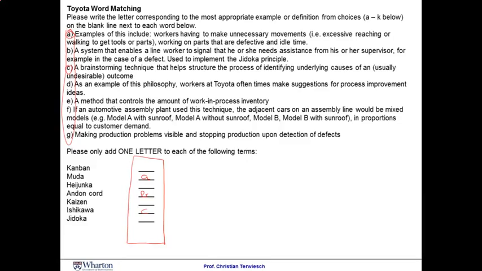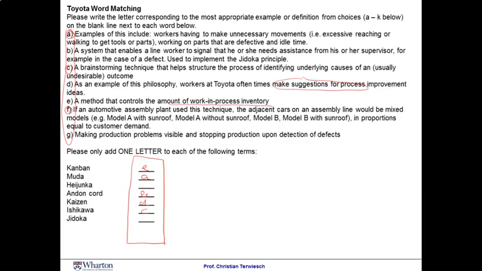Then part D. Workers at Toyota make suggestions for process improvement. It's not just management that comes up with these suggestions, and that is the classic Kaizen process. Kaizen, the process of continuous improvement. How do you control the amount of work in process inventory? That is an easy one, especially since we're running out of options here, and that looks like Kanban.